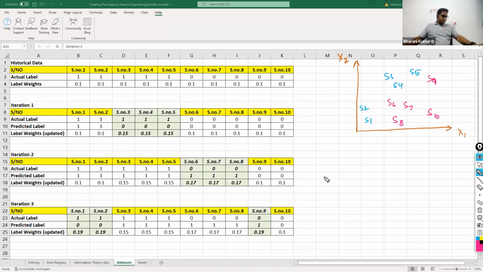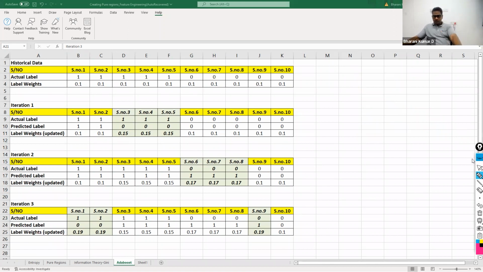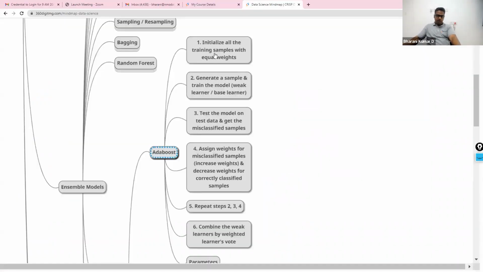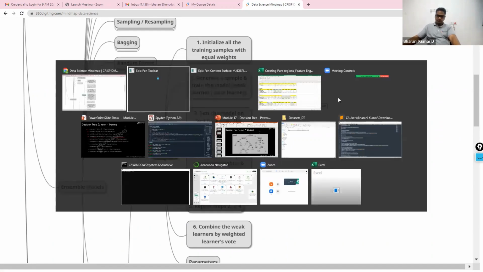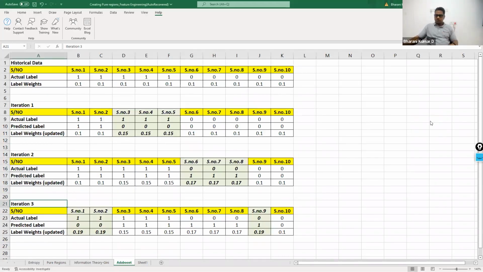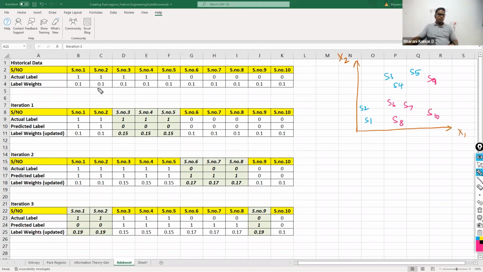At the very first step, every data point is given equal weightage. Initialize all the training samples with equal weights. Since you have 10 points, each data point is given a weightage of 0.1.